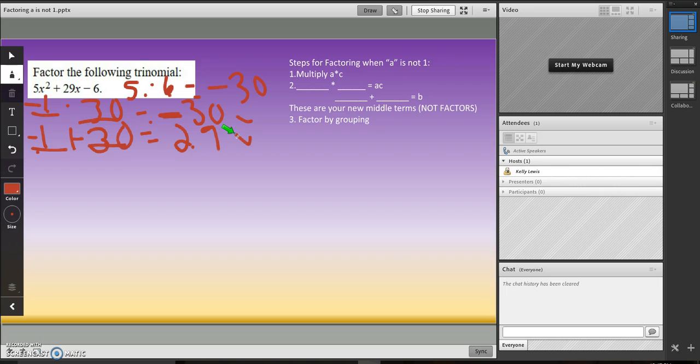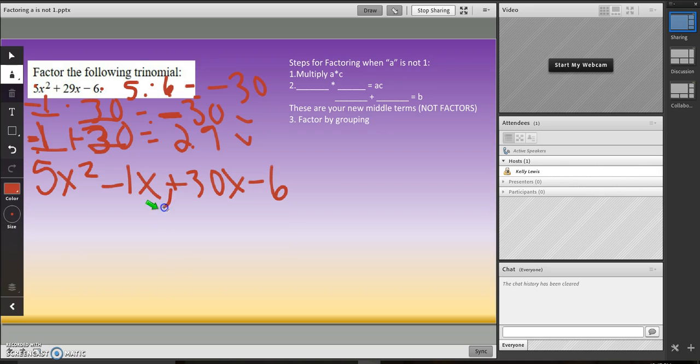All right, remember, when they're not the factors, they're the middle term when there's a number right there. So I'm writing 5x squared like that guy, minus 1x from right here, plus 30x from right here, minus 6 from right there.